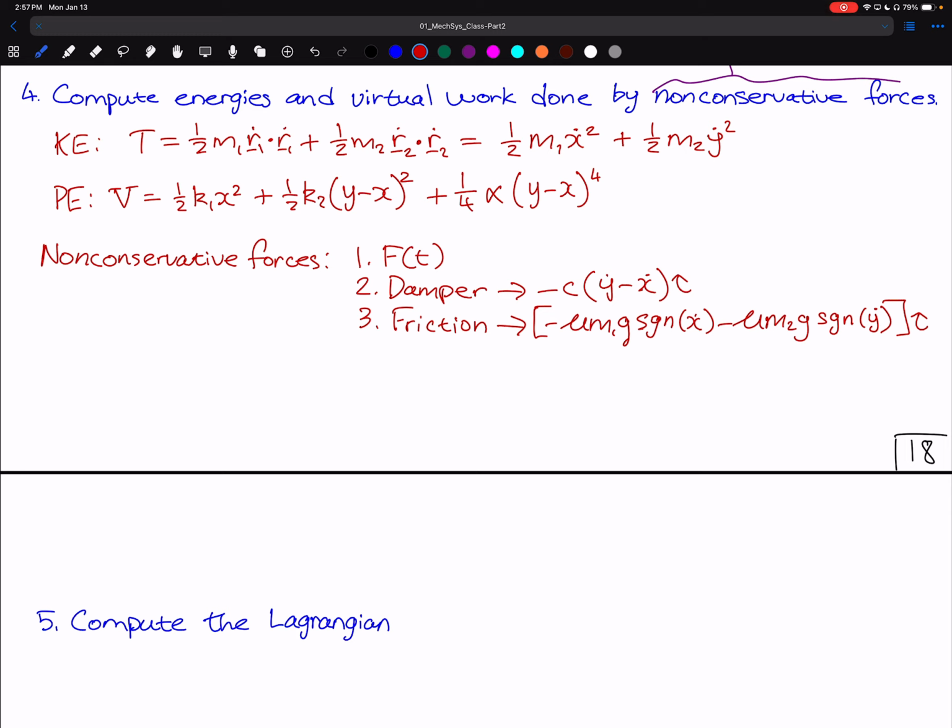Yeah. Where'd you get the 1/4 from? Yeah, so that has to do with the force in the spring being alpha times x cubed. When we integrate that to get the energy, we will end up with a 1/4 coming down.